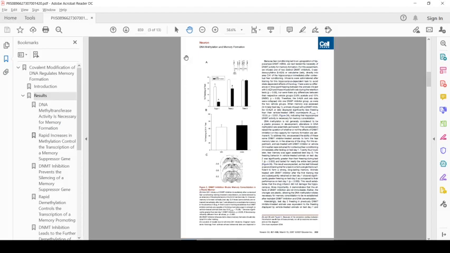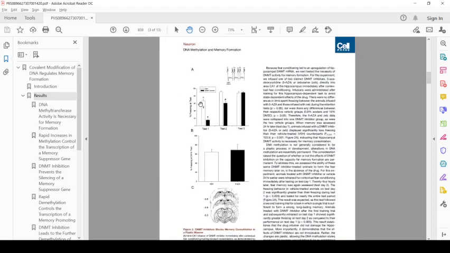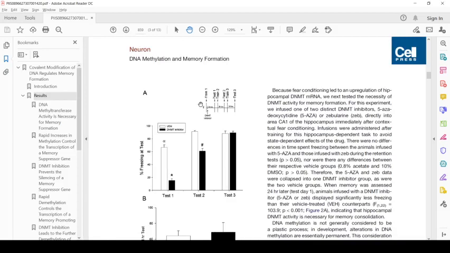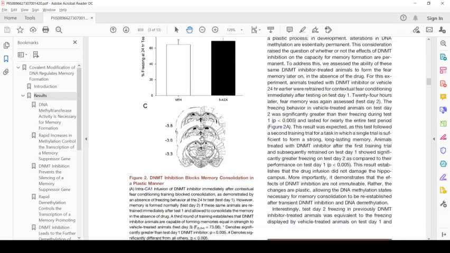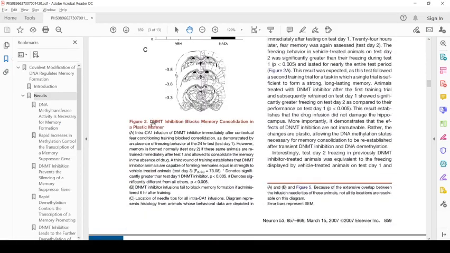Figure two. It's a tall figure here. There's quite a bit to unpack, and we'll zoom in too, because the font is a little bit small. So figure two: DNA methyltransferase inhibition blocks memory consolidation in a plastic manner.